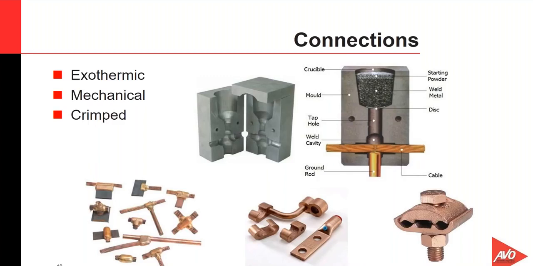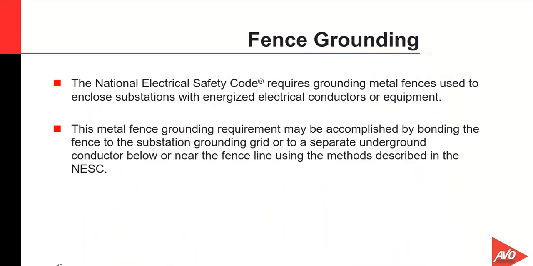All right, so the National Electrical Safety Code is our go-to when it comes to grounding fences as well. It requires that a grounded metal fence be used to enclose substations with energized electrical conductors or equipment. It says we need to bond the fence to the grid or to a separate underground conductor directly. It's important because the fence is going to be available to the public, and they don't know what's going on inside there. We want to make sure they're safe.